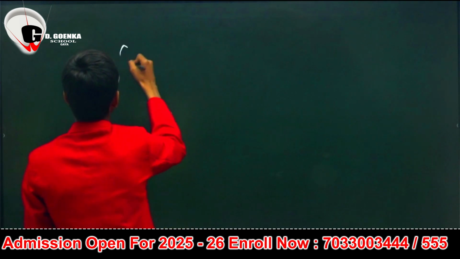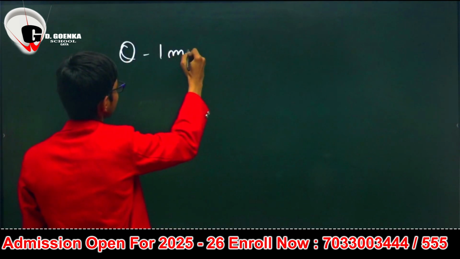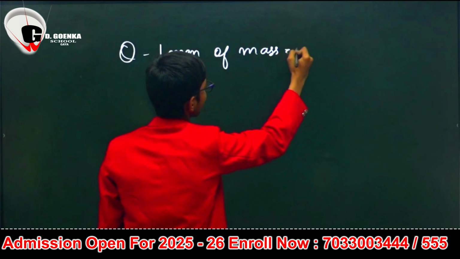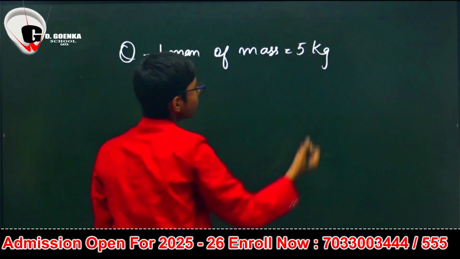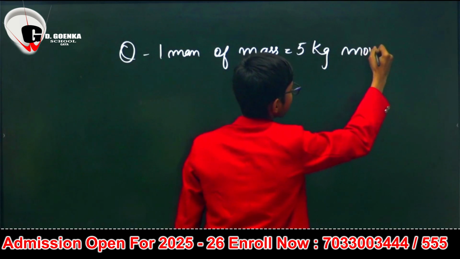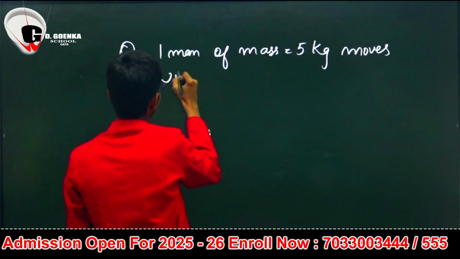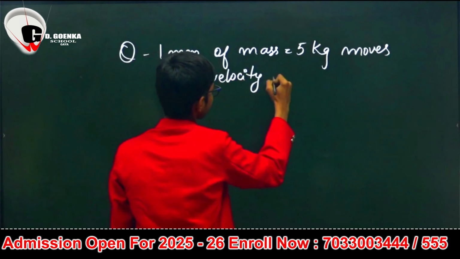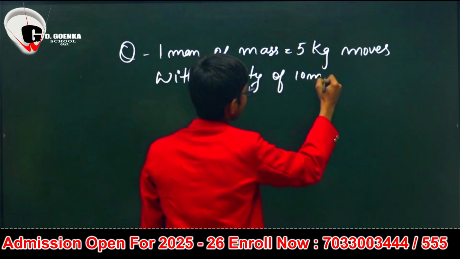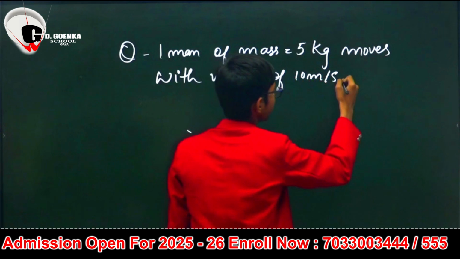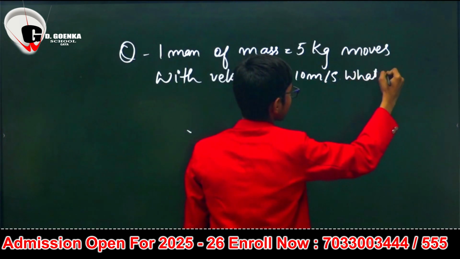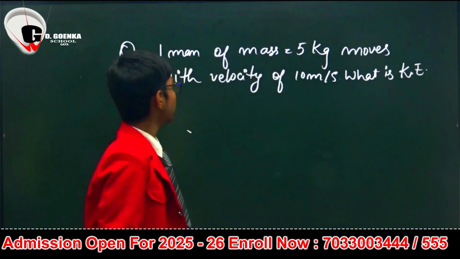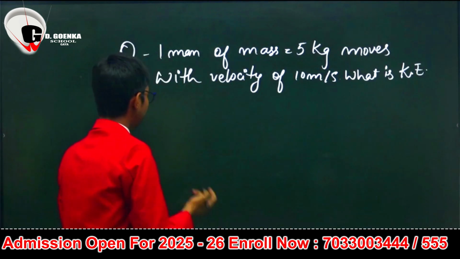So one question: a man of mass 5 kg moves with velocity of 10 meter per second. So what will be the kinetic energy? So it's a very simple question. So now let's move to the solution. So the solution starts like this.